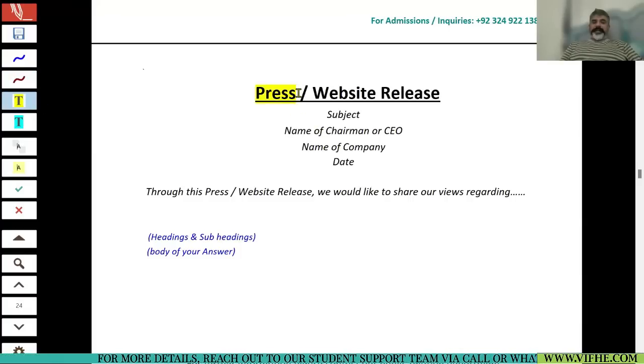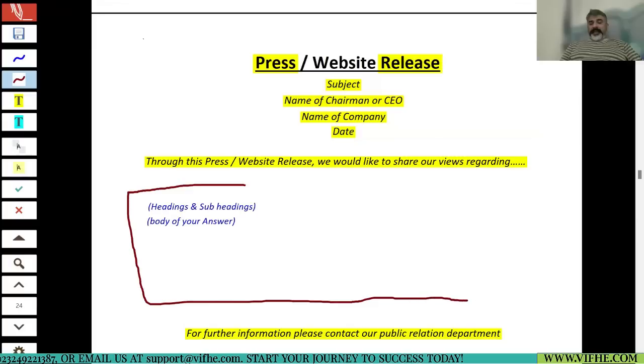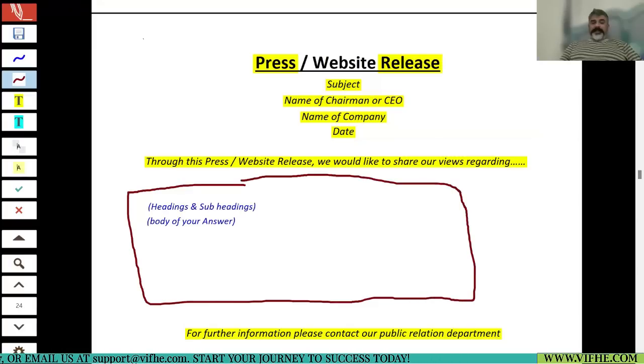You will give the heading press release. Then you will give the subject, name of chairman or CEO, name of company, date, your opening sentence, and then the closure like this. Okay, it's a different format. So you have to memorize this, and the main body of your answer will be sandwiched in this format.